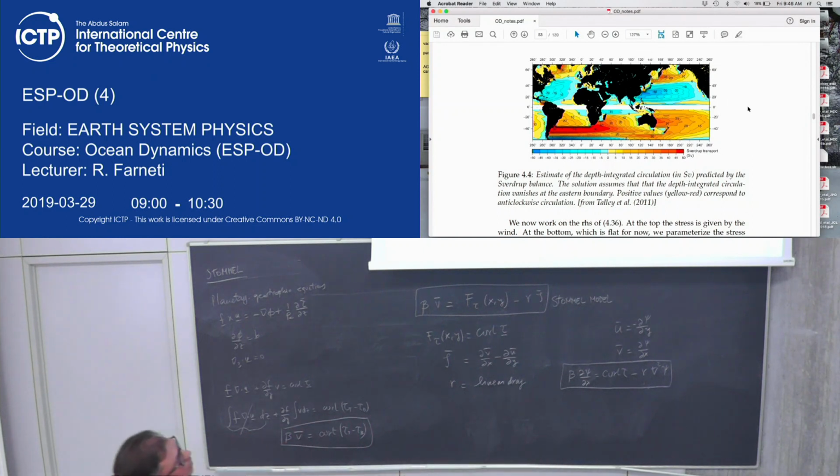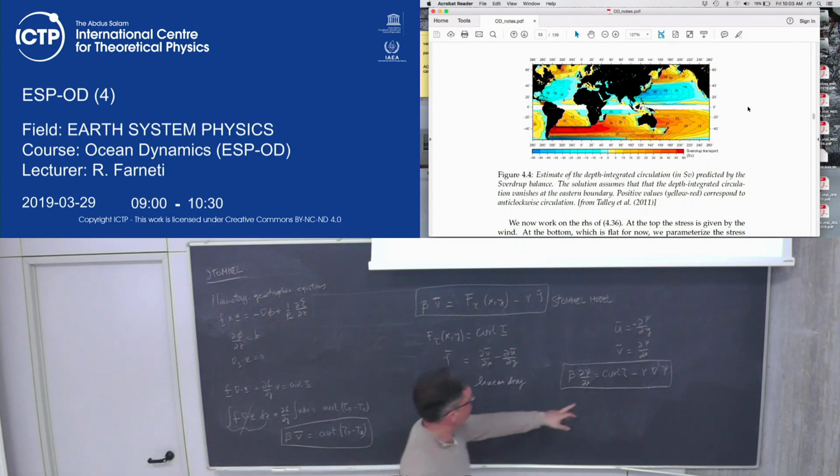Okay, so this is a picture of the depth integrated circulation. Remember, we're always talking about the depth integrated circulation. I think this is from a model. And this is just by using the Sverdrup balance. Okay, the solution assumes depth integrated circulation vanishes at the eastern boundary. So you start integrating from 0 at the eastern boundary of the basin, and then you integrate the solution.